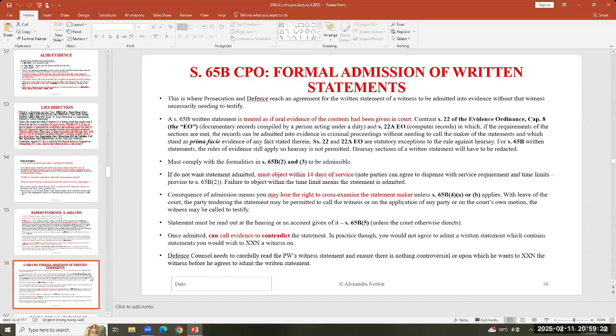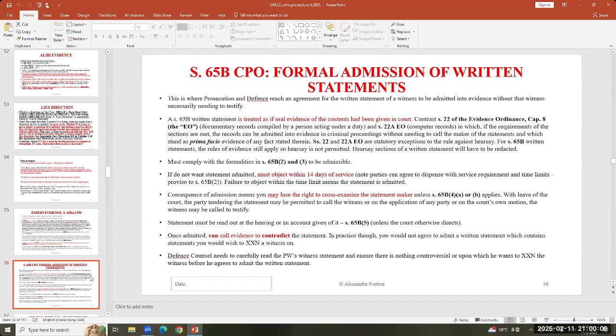If there's hearsay material in the statement, either it needs to be redacted, or if redacting it means that the statement doesn't make sense, then you have to come up with a new statement, or you can't admit it, right? But you cannot have hearsay material in a statement that's being admitted under Section 65B because it's not a statutory exception to the hearsay rule. And there's certain formalities that need to be complied with. Like, for example, the written statement has to have a declaration of truth at the end of it, has to be signed by the maker of it. And it has to be served on the other side, and they have 14 days to object. Remember, if they don't object, then the statement is admitted into evidence.